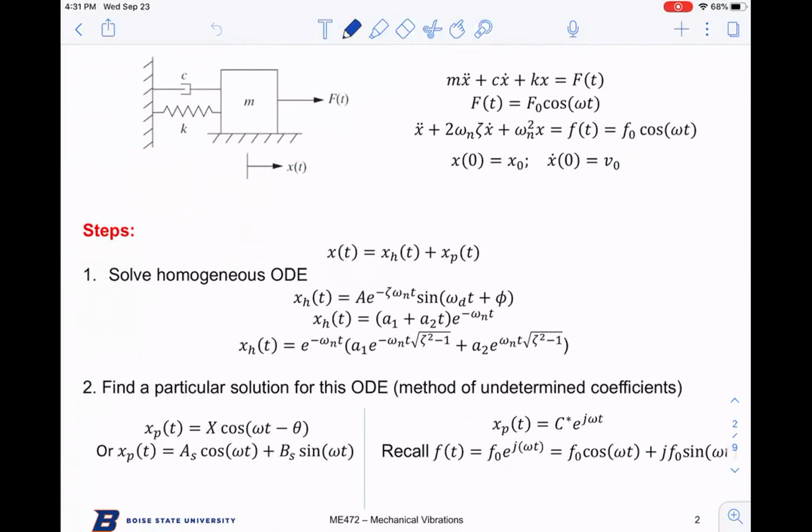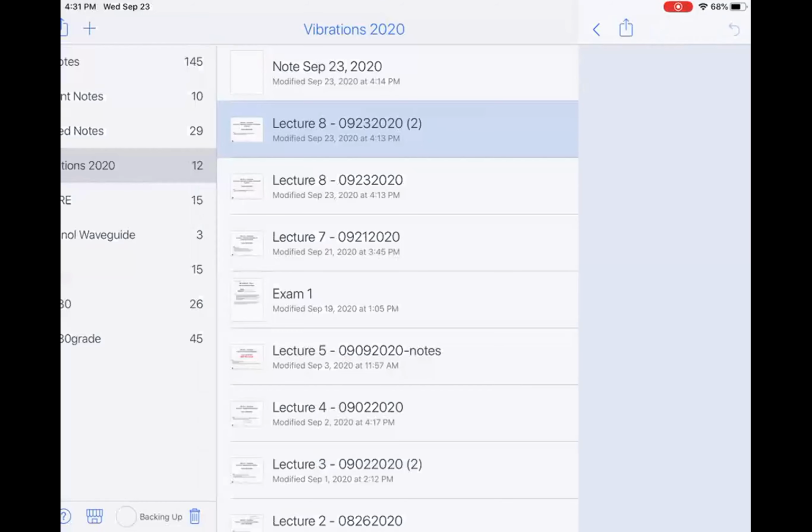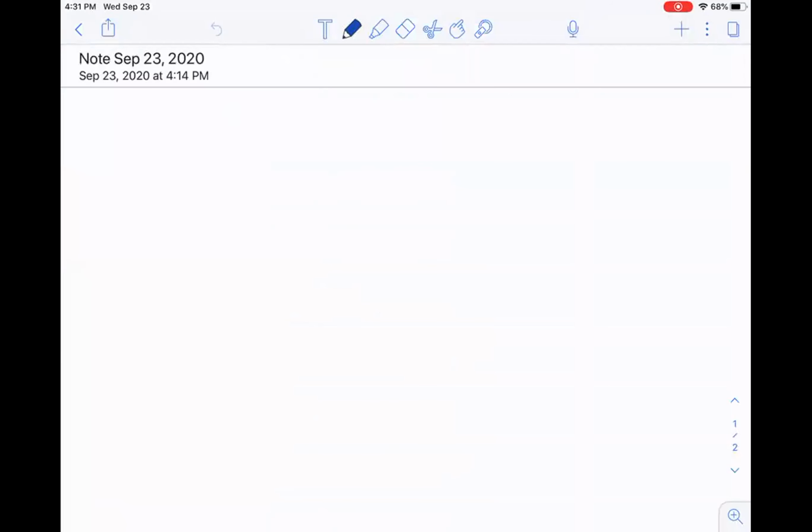So let me start a new document. For a damped system, let's write it out. Okay, so you have m, c, k for a damped system. That's something we learned in previous lectures, lecture 3. You have a damper, you have a spring, you have a mass. So m, c, k, these three define your damped vibration system.